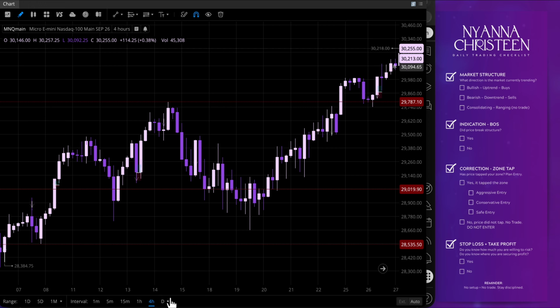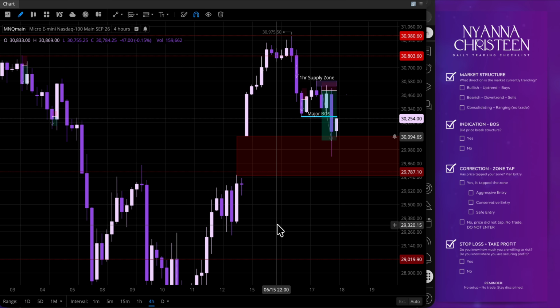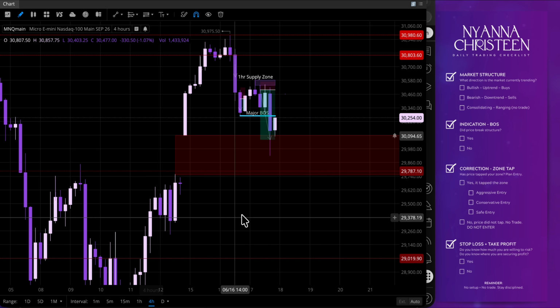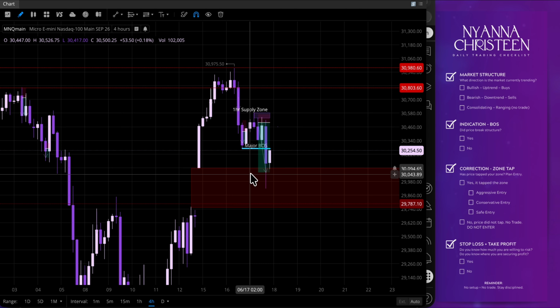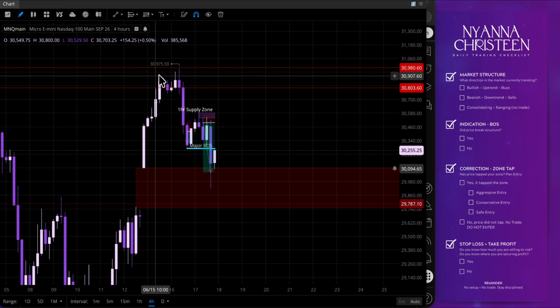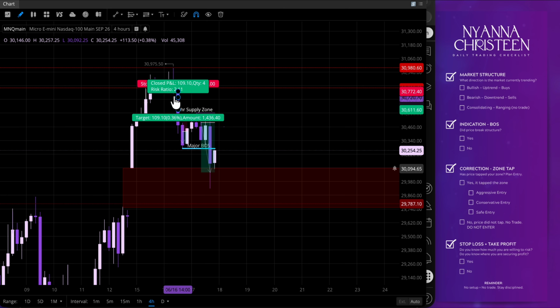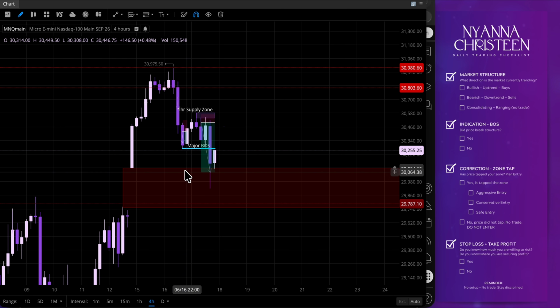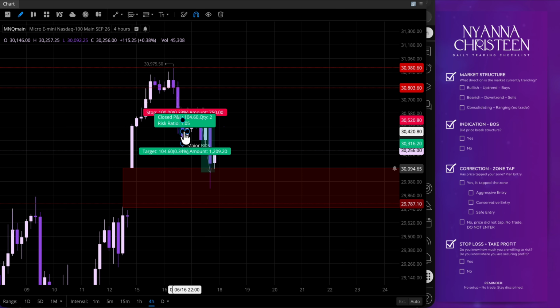Can we zoom out? Here we go. Okay. So I'm going to do the 4 hour. So coming into the morning, let's even start with yesterday. Price was here originally, and then it created a new all-time high, and then it dropped. So coming into the morning, I know price is in a downtrend because one, it broke this previous low and created a new low.